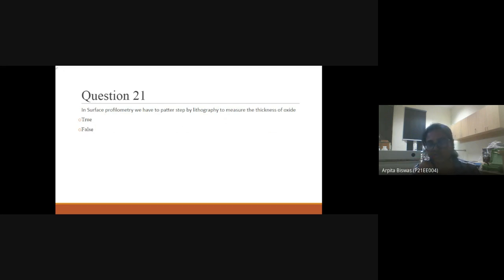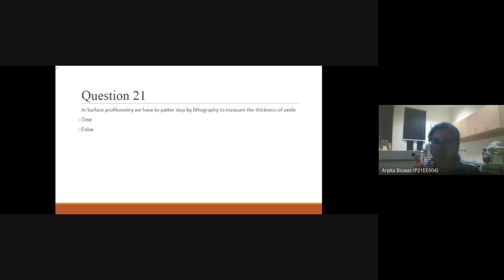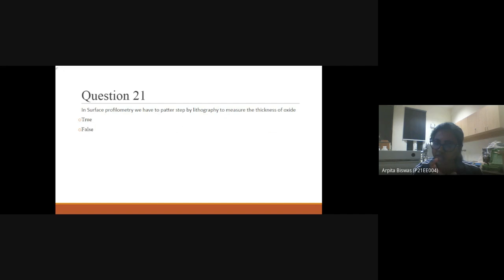At first, tell me what is the lithography process. Lithography is just patterning some structure on the wafer through the photoresist. Can you explain the whole process? What is happening in lithography?